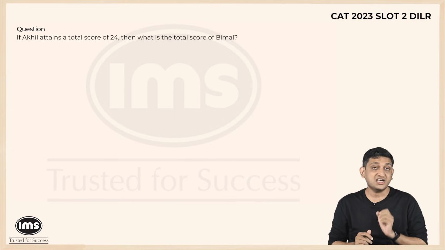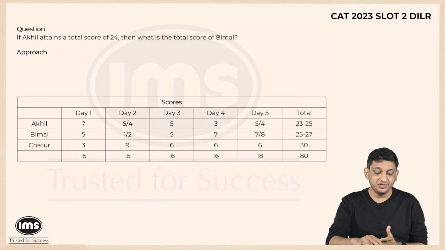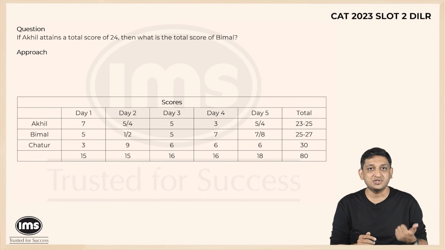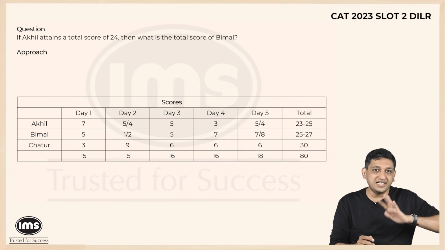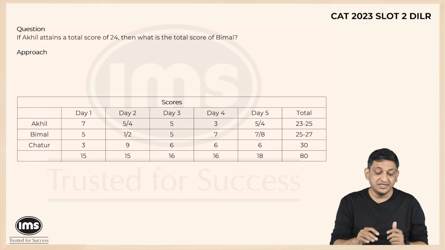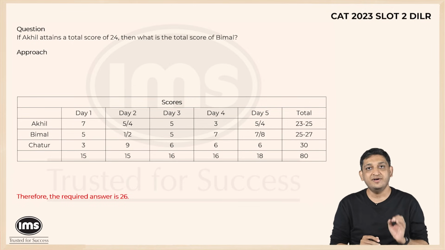If Akhil attains a total score of 24, then what is the total score of Bimal? Again, we know here that the total is 80, out of which 30 is contributed by Chatur. So the remaining two have to cumulatively contribute 50. If Akhil attains a score of 24, then the total score of Bimal has to be equal to 26. So the correct answer here is 26.